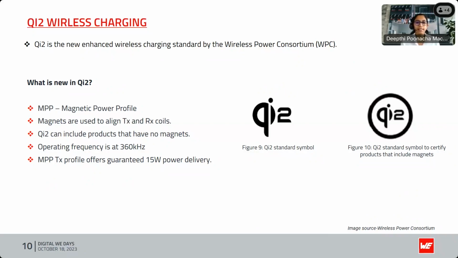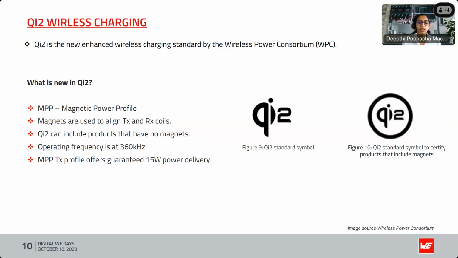So what exactly is new in Qi2 is that Qi2 is the magnetic power profile, where they are using magnets to align the transmitter and the receiver on top of each other and reduce misalignment between the transmitter and the receiver. We will see a little more about this in the next slides.